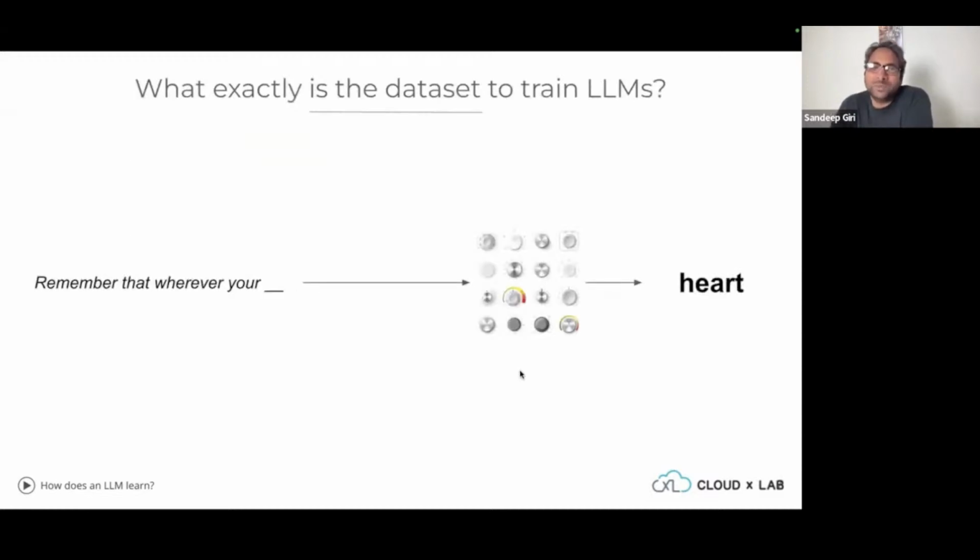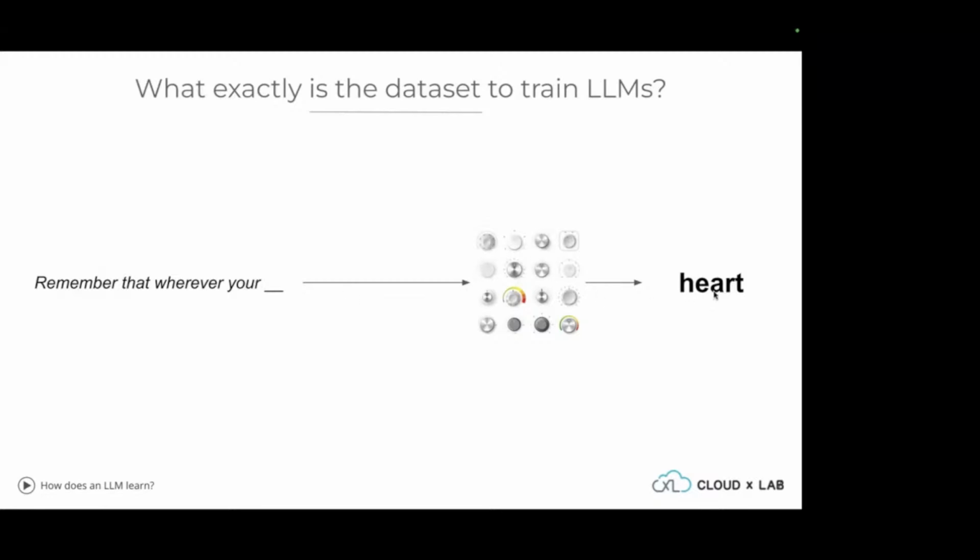So for ChatGPT, what people did was they took a big sentence and broke it into input and output pairs. For example, if the sentence was, remember that wherever your heart, we broke it into a prefix and the next word. ChatGPT would predict all kinds of words and we will beat it till it says heart. We tweak these knobs to make it say heart when the input is this.